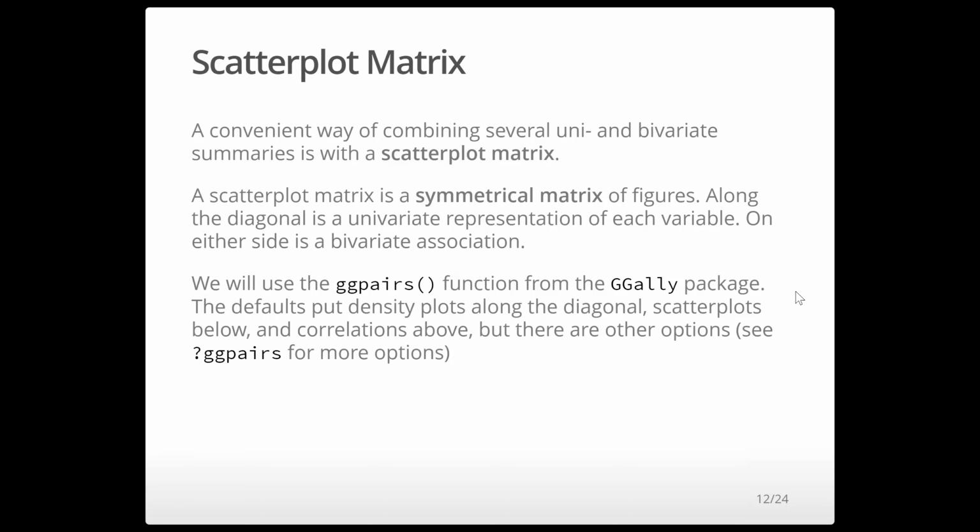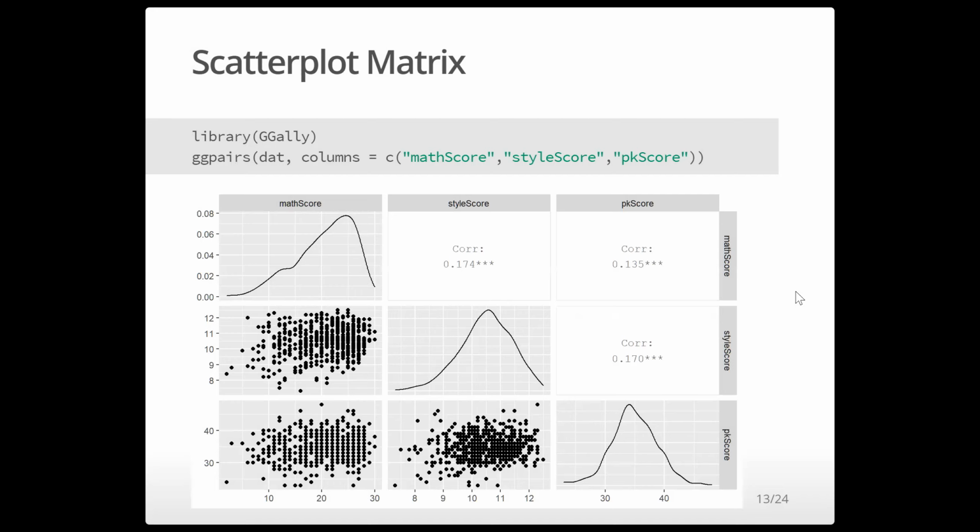So we're going to use the ggpairs function from the GGally package, which builds on ggplot. The defaults for ggpairs put density plots along the diagonal, scatter plots below the diagonal, and then numerical correlations above. There are other options for what you can use. Take a look at the help page for other options. But this is a really nice way of looking at the relationships between more than one variable at a time.